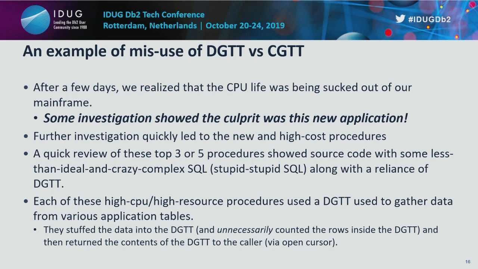So each of these high CPU, high resource procedures use a DGT to gather data from various applications. So they declared the temporary table. They ran a big insert to stuff data into the temporary table. And this is where the select portion was hugely complex. And then they rather unnecessarily counted the rows inside the DGT. And then they returned the contents back to the caller. They didn't really need to count the rows, because after you do the insert, the SQLCA has that information, even in SQL PL. But the person who was writing this didn't really think of that. Okay, so that's fine.